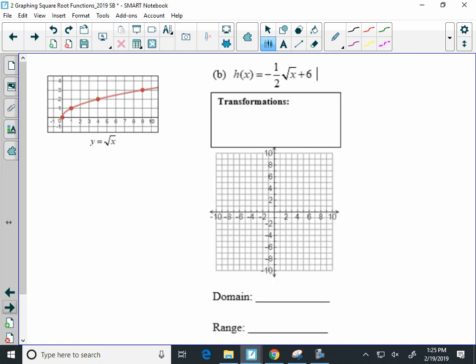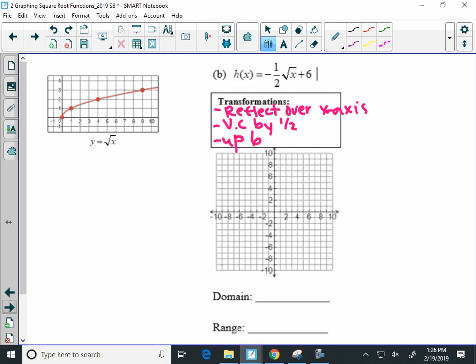Let's try the next one. All right, the next one is negative 1/2 square root of x plus 6. So work left to right here. What do you see? What's happening? Reflect over the x-axis. Okay, what about the 1/2? Vertical or horizontal? Vertical compression by 1/2. So that means the y's are getting shrunk down by a half. And then the plus 6, up 6.